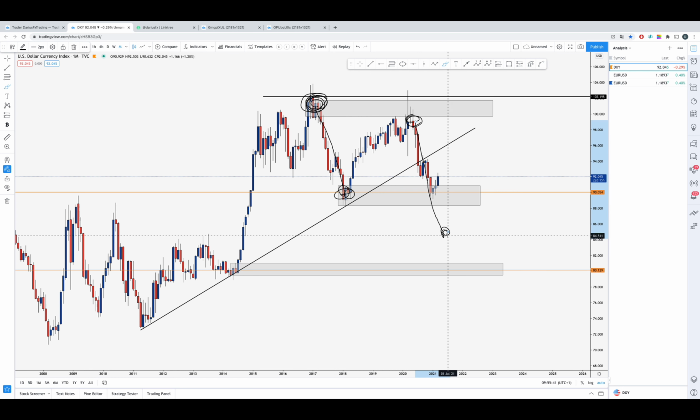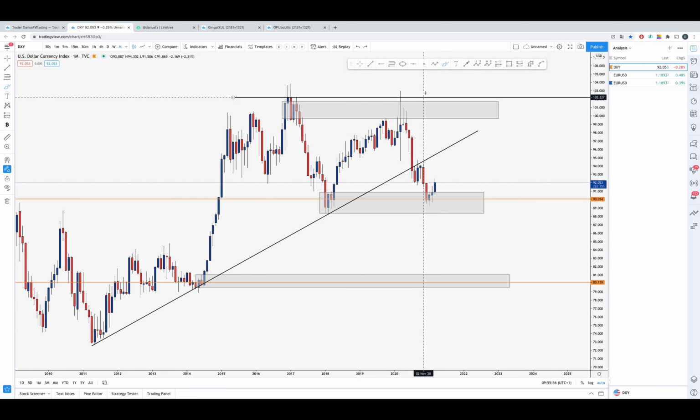Maybe the next lower low will bring us definitely till the 80 level, I don't know. Maybe only till this one, then a retracement, and then back to the downside. One of those two options I expect currently for the DXY from a long-term perspective. Let's see how it will play out.